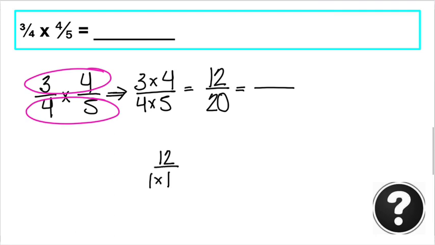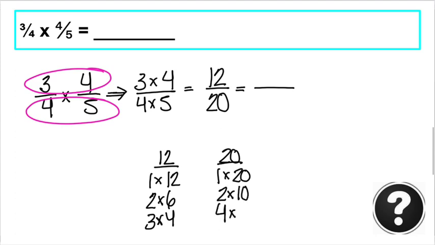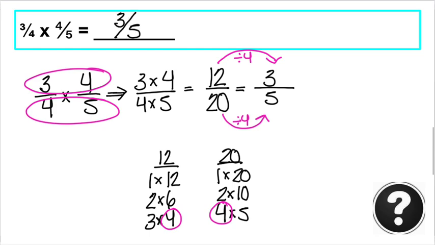When you look at 12, you have 1 times 12, 2 times 6, and 3 times 4. And for 20, you have 1 times 20, 2 times 10, and 4 times 5. Now they have more than one common factor, but the largest one would be 4. So 12 divided by 4 gives me 3. 20 divided by 4 gives me 5. 3 and 5 are both prime, so that lets me know I can no longer simplify, giving me my answer of 3/5.